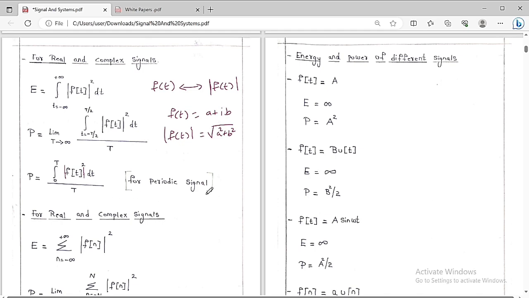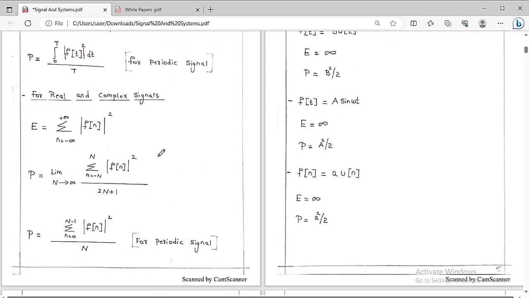Similarly I am going to give the expression of the energy and the power for discrete time signals. These signals can be real value signals or complex value signals, which is E is equal to sigma n is equal to minus infinity to plus infinity mod of f of n whole square, and power is equal to limit N tends to infinity sigma n is equal to minus N to plus N mod of f of n whole square by 2N plus 1, because the number of samples present from minus N to N are 2N plus 1. From minus N to minus 1 we have N samples, and from 1 to N we have N samples, and at 0 we have one more sample, so the total number of samples is 2N plus 1. That is the reason we have taken 2N plus 1.